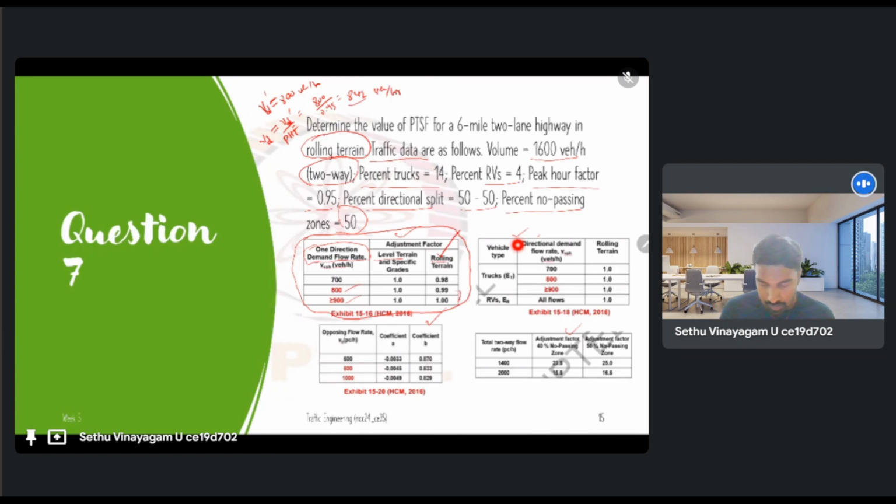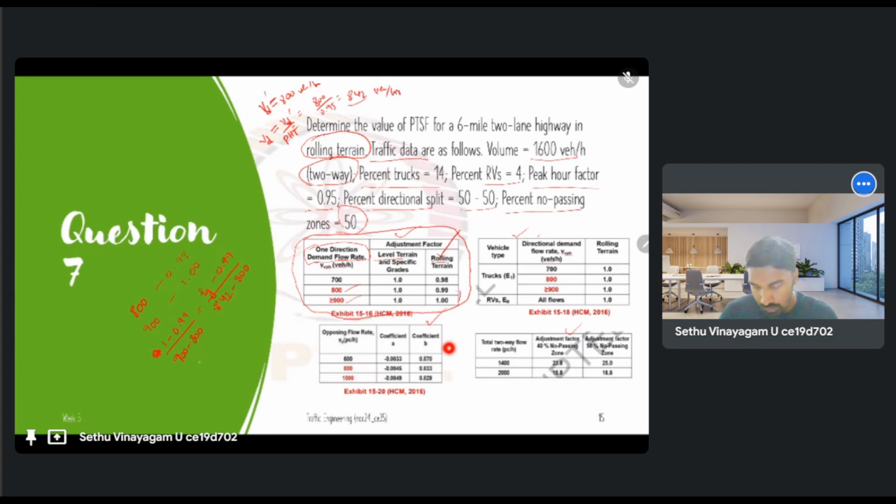So how do we do this? For 800 and rolling terrain, the FG value is 0.99, and for 900 it is 1.00. So we need to know what it is for 842. So (1 minus 0.99) by (900 minus 800) is the same as (the FG that we want minus 0.99) divided by (842 minus 800). So we are linearly interpolating between 800 and 900 to get it.